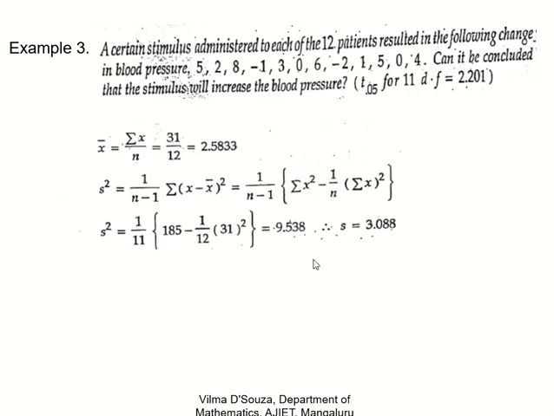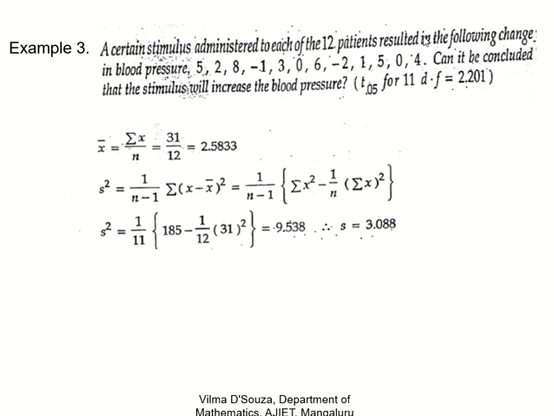Move to the next problem. A certain stimulus administered to each of the 12 patients resulted in the following change in blood pressure: 5, 2, 8, -1, 3, 0, 6, -2, 1, 5, 0, 4. Can it be concluded that the stimulus will increase the blood pressure?